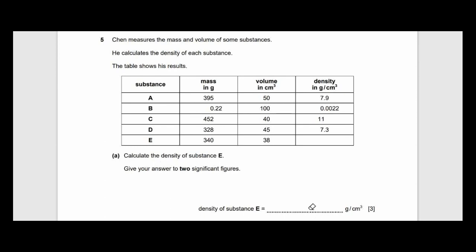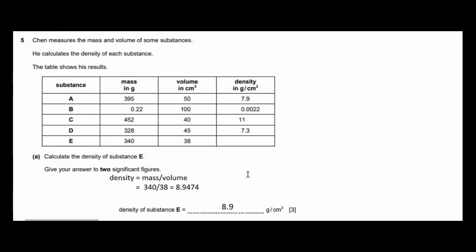10 seconds. 10, 9, 8, 7, 6, 5, 4, 3, 2, 1. Well, let's open up the answer. The answer for this is 8.9, as the formula for density is mass over volume. This is the formula for density. You must remember, mass is 340 over 38.